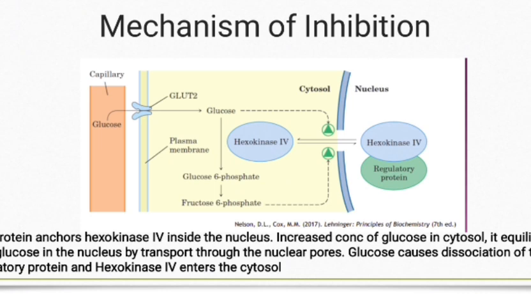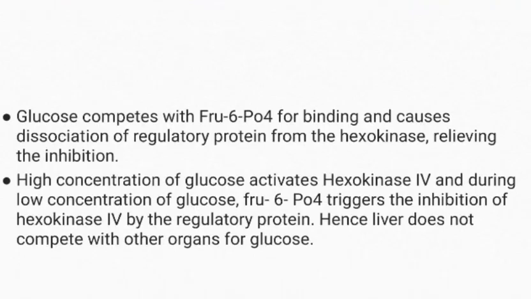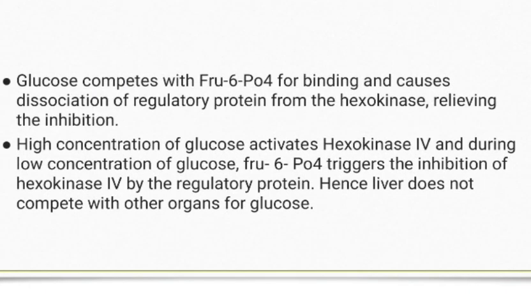When the concentration of glucose in the cytosol increases, it equilibrates with glucose in the nucleus by transport through the nucleopores. Glucose causes dissociation of the regulatory protein and hexokinase 4 enters into the cytosol. Glucose competes with fructose 6-phosphate for binding and causes dissociation of the regulatory protein from the hexokinase, relieving the inhibition.